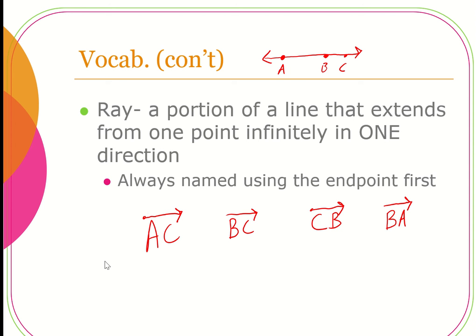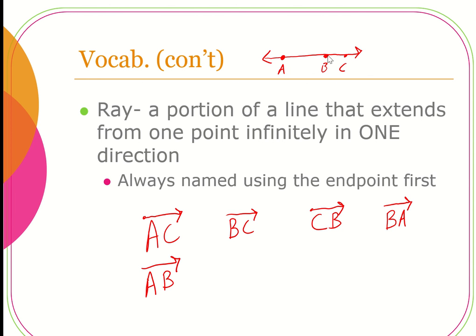But there is one, we could name AC something else. So AC has a different name. We could call it AB. These two are the same. Why are they the same? They both have an endpoint at A, and they go on forever in this direction to the right here. This one passes through B, and AC passes through C. They both are the same. They both pass through B.